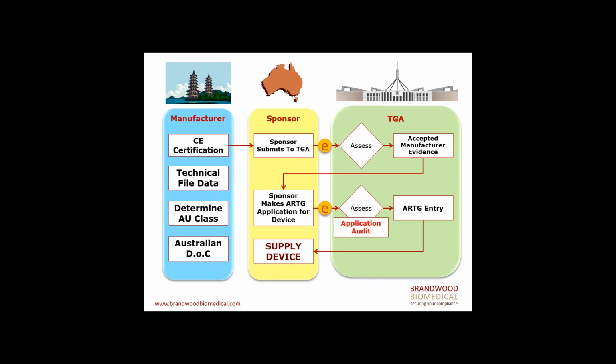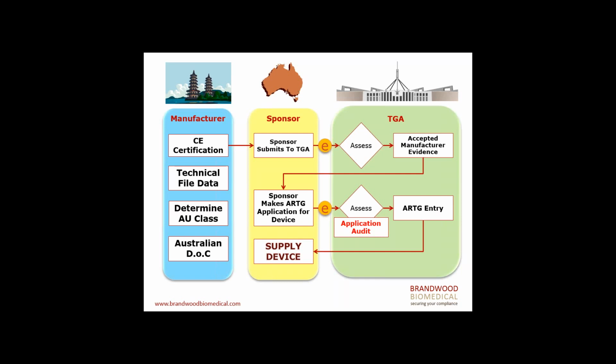So I mentioned before that for classes up to class 3, so anything below that up to class 2B, there's a random application audit that happens with TGA. So there's a chance the application can be picked up, but there's a chance it might go through. However, it doesn't apply if it's a class 3 or if it's implantable and active implantable. For these devices, they must go through a mandatory application audit.